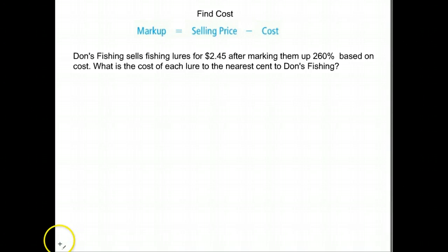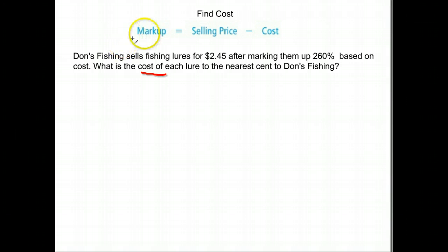Hey, here's another example for us to practice those skills. Dawn Fishing sells fishing lures for $245 after marking them up 260% based on the cost. What is the cost of each lure to the nearest cent? Okay, so you can use either method. Once again, either method is going to work.